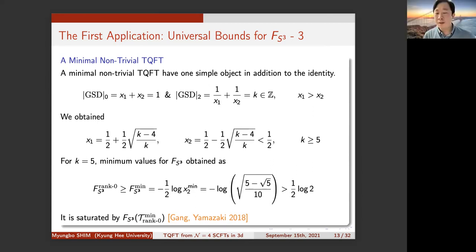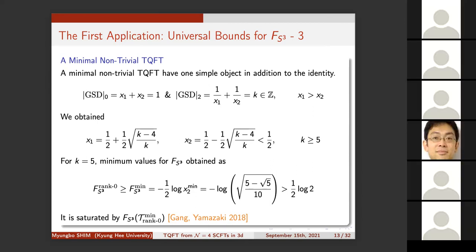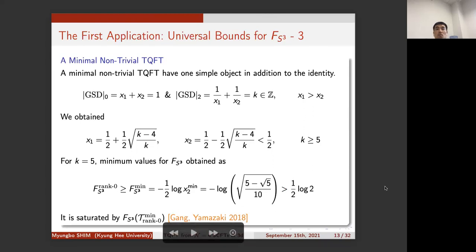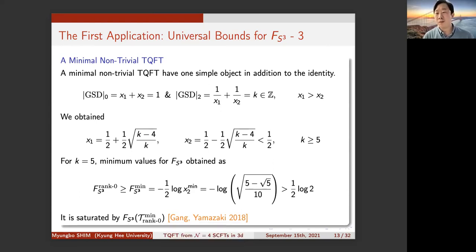And we can set a lower bound for all N equals 4 superconformal field theories, since this minimal rank-0 theory has the smallest amount of degrees of freedom. Okay.